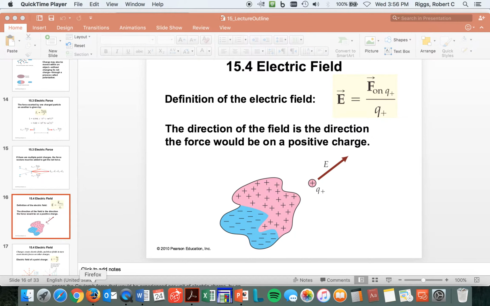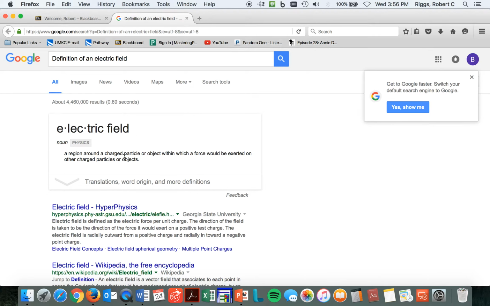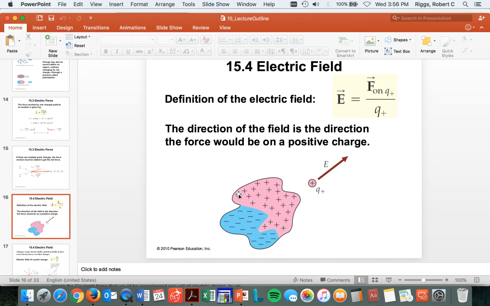Well, I decided to go somewhere else. It's an electric field, physics: a region around a charged particle or object within which a force would be exerted on other charged particles or objects. So, in other words, this definition is talking more about this guy right here than this guy over here.